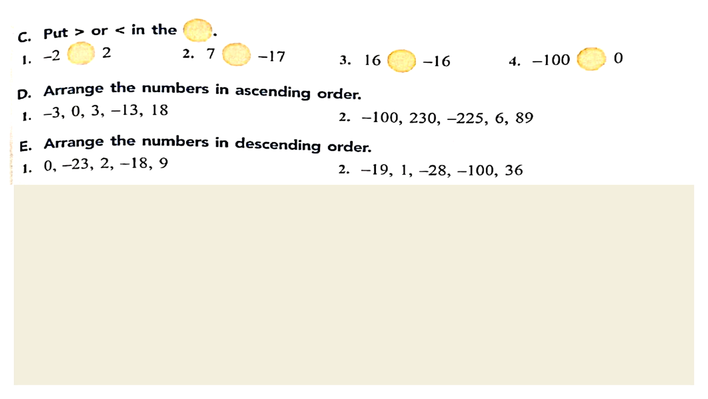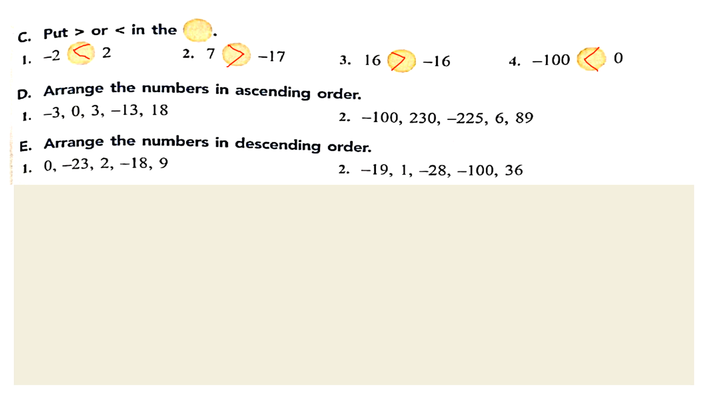Now put this sign, the smaller than, greater than sign, here. So let's do it. Minus 2 and 2. Obviously 2 is greater. It is to the right of minus 2. Here 7 is greater. 16 is greater. We have to keep in mind whatever is positive will always be greater than negative numbers.